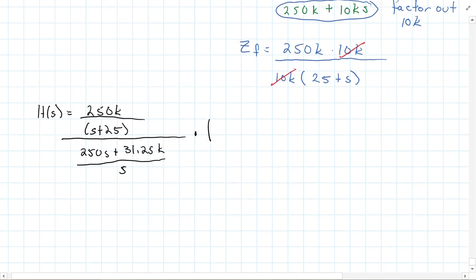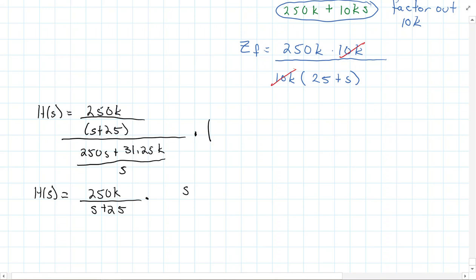But then by simplifying it like this, well, remember, if you're doing complex fractions here, this is just H at s would then be 250K over S plus 25 times S over 250 S plus 31.25K. So we essentially have my transfer function here.